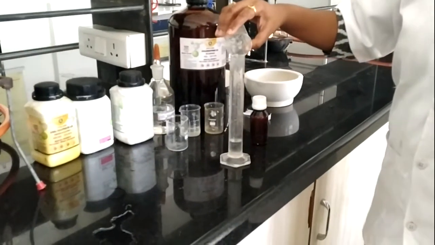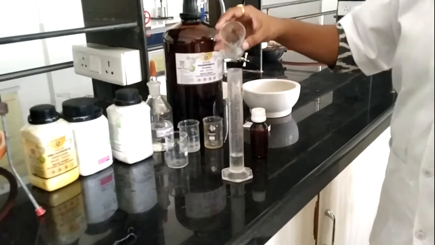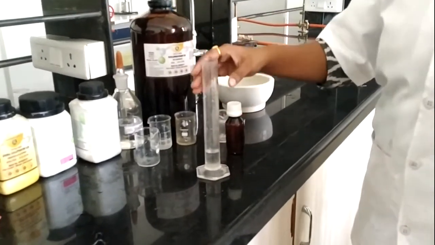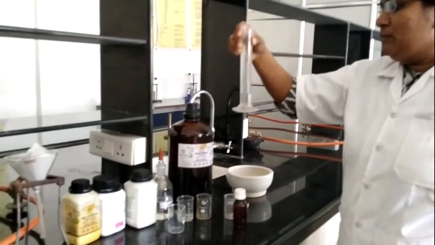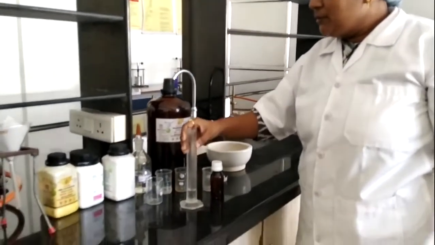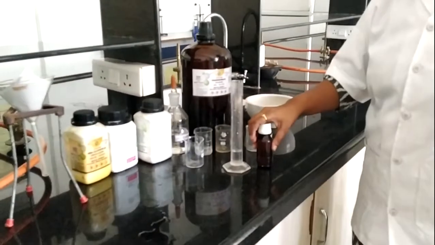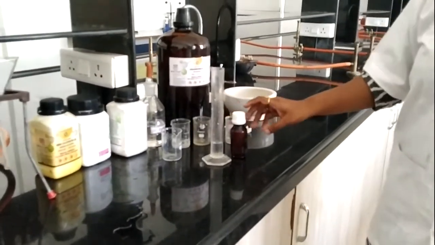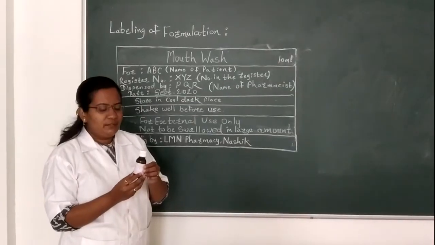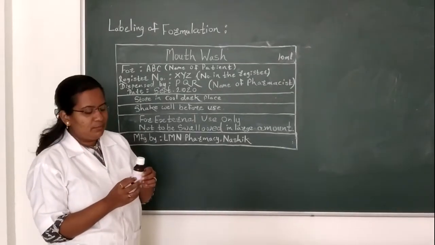So we are proceeding for volume makeup. In this measuring cylinder we make up the volume up to 10 ml. Then we pour this formulation into this amber colored bottle and proceed to the labeling part. After filling our formulation in this container, we will proceed for labeling.